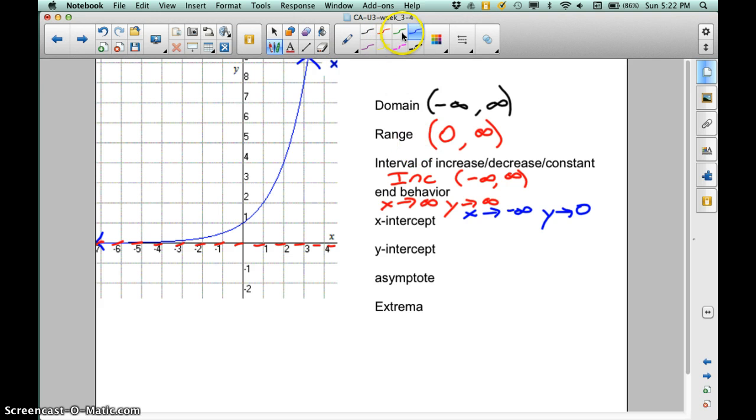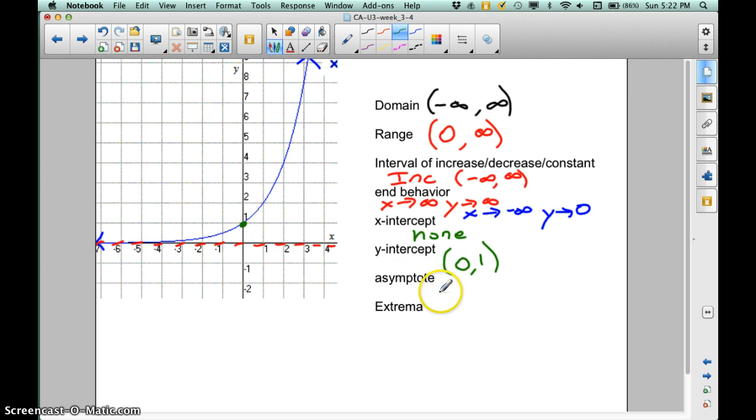The x-intercept is where the graph touches or crosses the x-axis. Does this? I hope you said no. Remember, the asymptote is not part of the actual curve. It is this invisible line that the curve approaches but never reaches. It is not part of the graph. The y-intercept in this case looks like the point 0, 1. That would be this point right here.